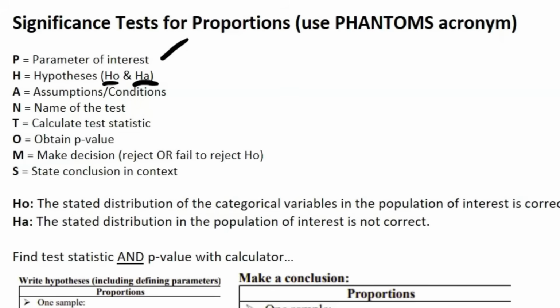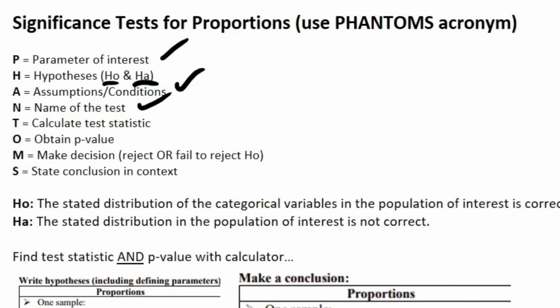And you're also going to have your alternate hypothesis. Basically, the stated distribution of the population of interest is not correct. So your null is what they claim, and your alternate hypothesis is your alternative. You're trying to prove the alternative is right if there's significance. It'll make more sense when I get to the actual test itself. And then you have your assumptions and conditions just like normal. It varies a little bit.